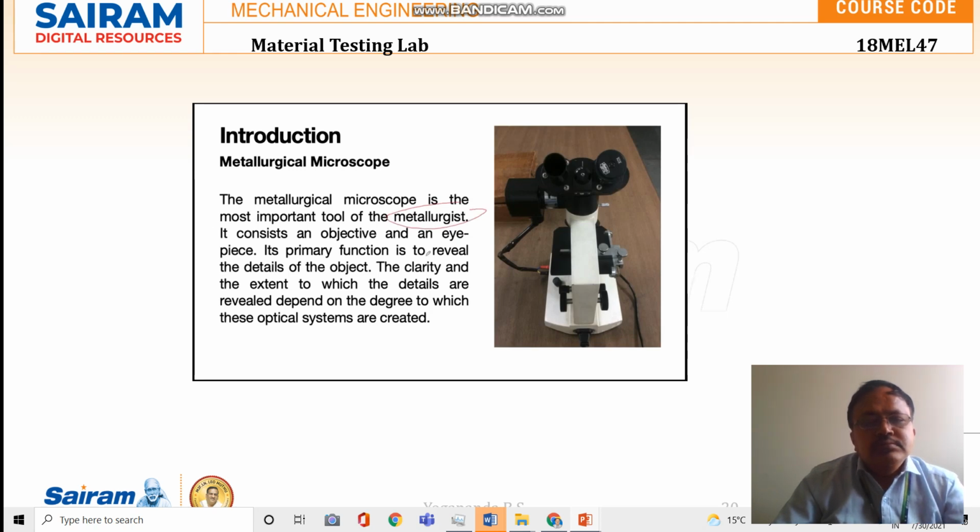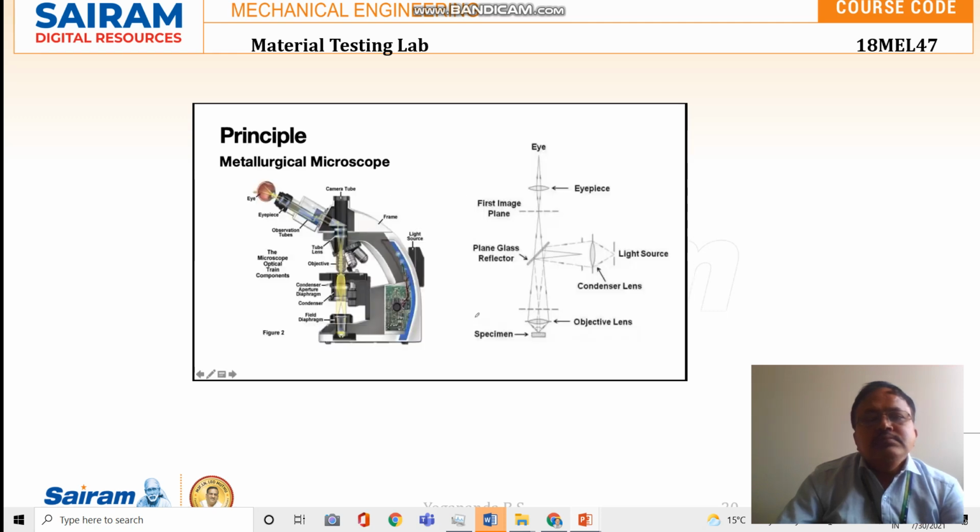It mainly consists of an objective and eyepiece, although it also has other components like illuminators and light filters. But the objective and an eyepiece are the two important components of a metallurgical microscope. Its main function is to reveal the detailed structures of a particular object. In our case, we are going to look at the microstructure of the mild steel specimen, and the details of the microstructure of the object depend upon the magnification used. Alright. So, first, let's try to understand the basic principle of the metallurgical microscope.